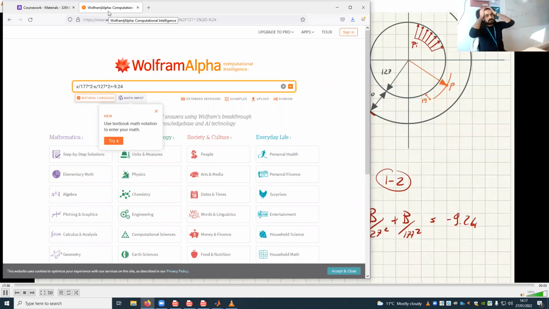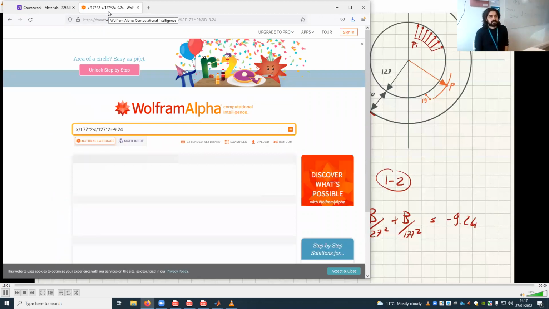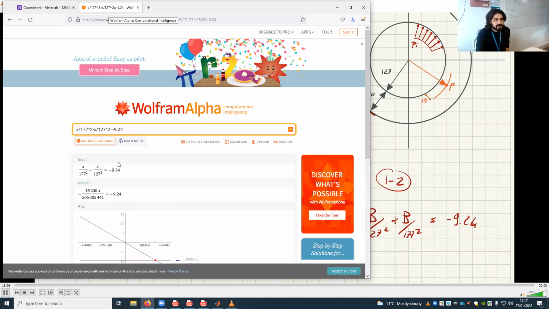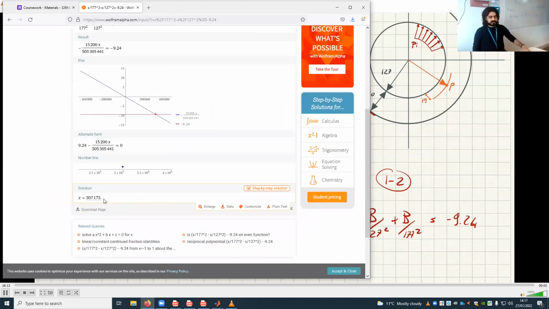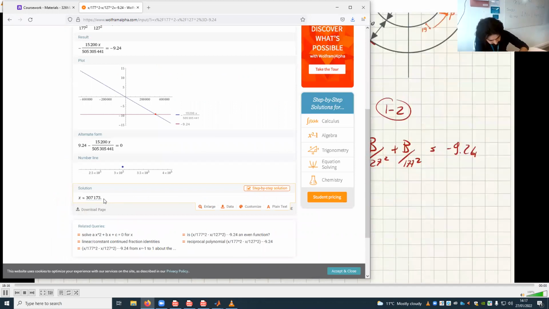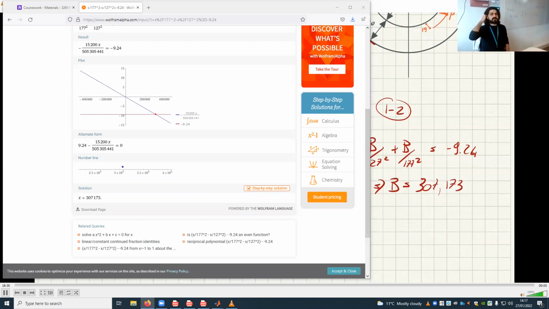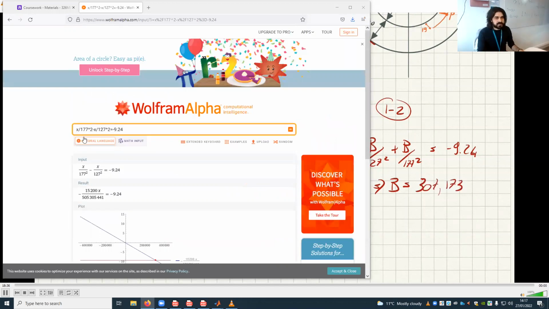This gives me, did I do this correctly? Yes, looks correct. So this gives me x equals 307,000. So this x means b. If you solve this with b, you get b equals 307,173. And now that you know this, you can find a easily.